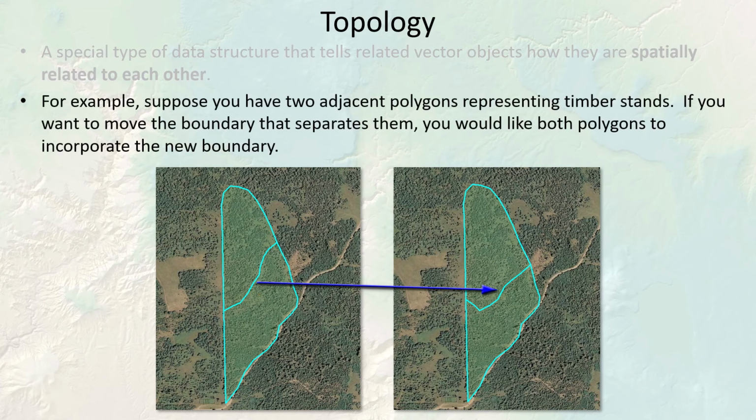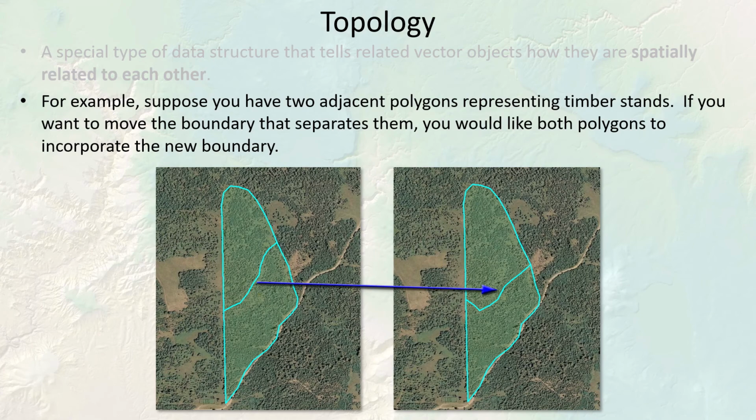So in this example, we have 2 stands that are mapped out. Well, we realize that the boundary that separates the 2 is mapped incorrectly and we want to move it. We would like to edit that boundary and have both polygons be adjusted simultaneously. And in order to do this, you need to define a topology between these 2 polygons.